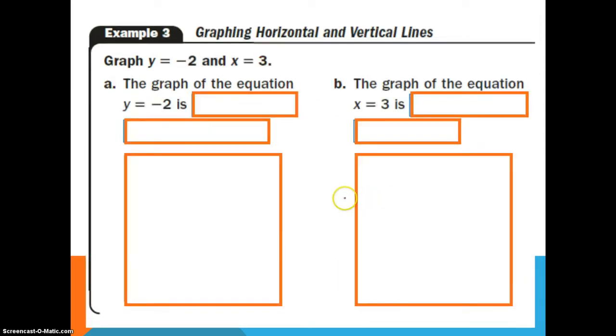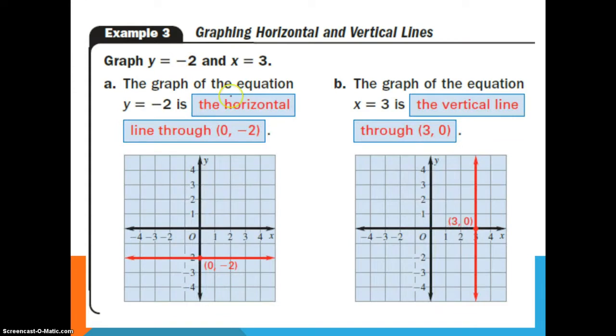In example 3, we're going to talk about graphing horizontal and vertical lines. y equals -2. This line is going to be a horizontal line. Let me show you how. This is saying that y equals -2. So in my ordered pair, y is -2, x is 0. So we go nothing left or right, we go down to -2, and then you draw a line through it.